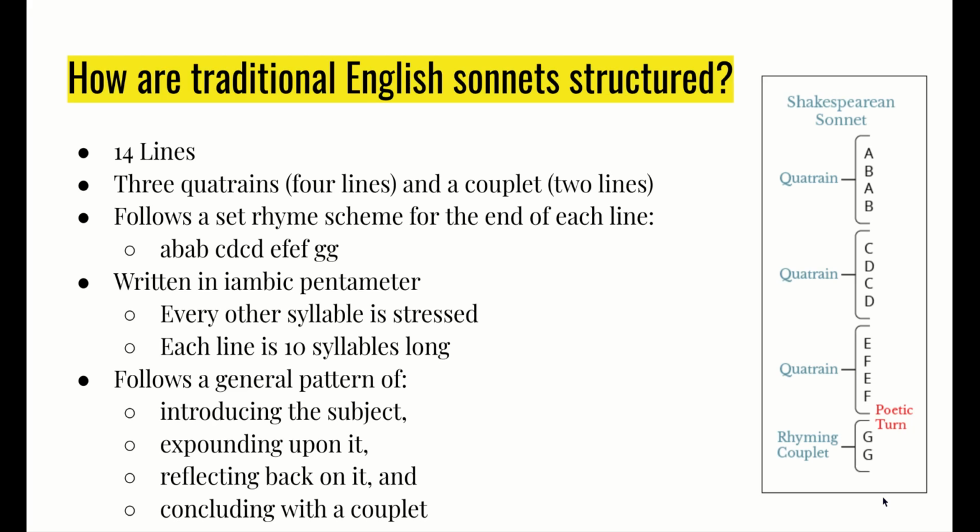All sonnets follow a pattern, vaguely, of introducing their subject in the opening quatrain, expounding on it in the following 4 lines, reflecting back on it or somehow contradicting it in the next quatrain, and then concluding with a couplet.